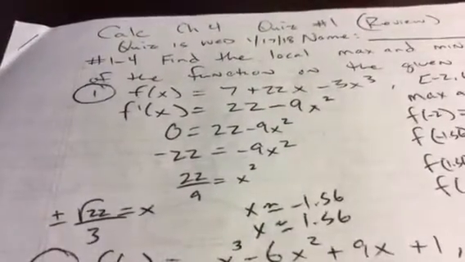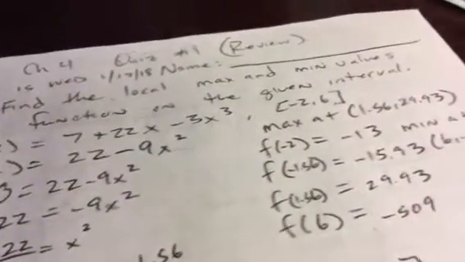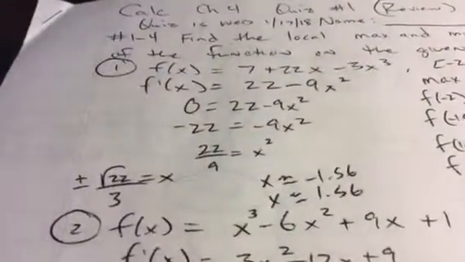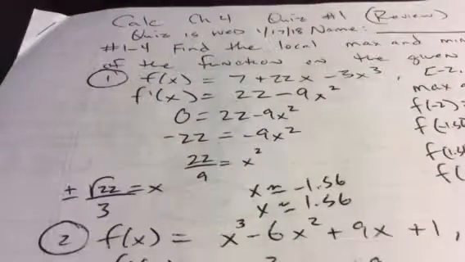Anyway, folks, numbers 1 through 4: find the local max and min values of the function on the given interval. It's all about the first derivative. So you set the first derivative equal to 0. Remember, if the derivative is equal to 0, then the slope at that point is 0, so something's happening potentially. We go from increasing to decreasing, or vice versa.